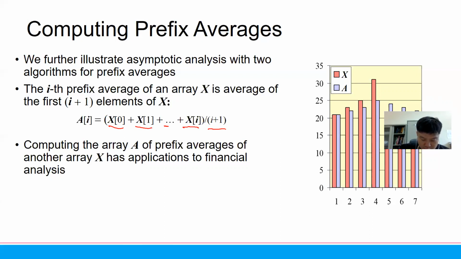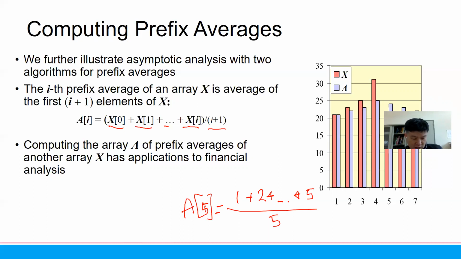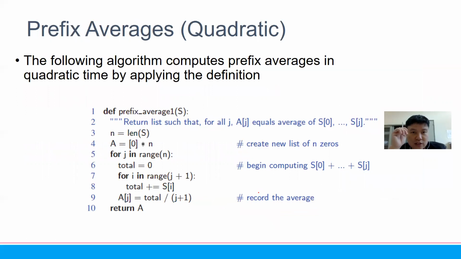So if I have element one, element two, until element five, for example, then you add these elements and divide by 5, so we get the average at index 5. This kind of array is an application in finance, and we want to know how big the computational time is, but you don't need to implement it because we can just check from the pseudocode. So this is the first pseudocode that you have.